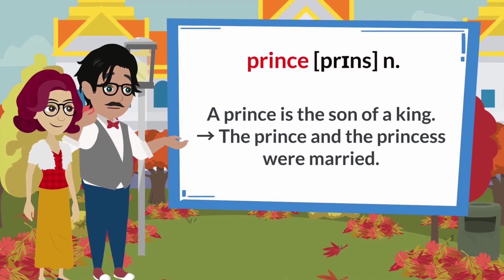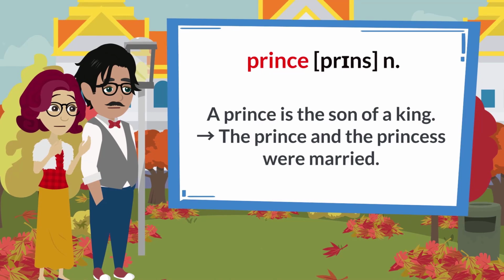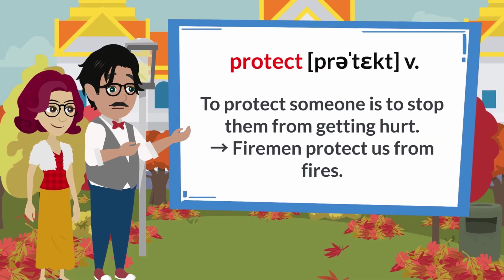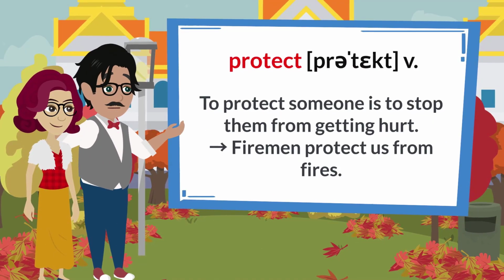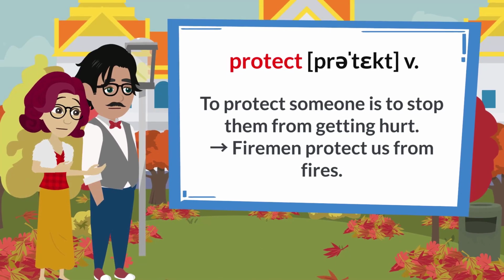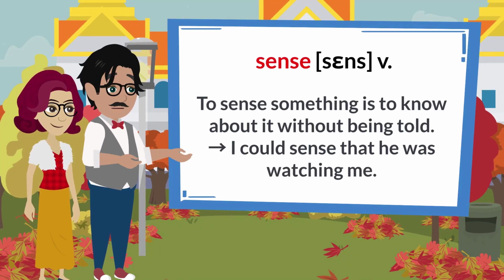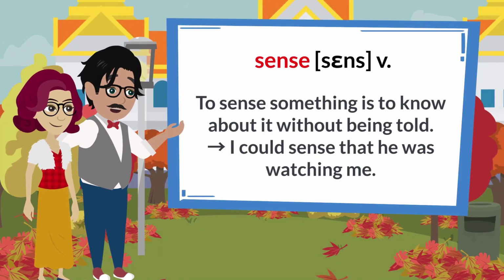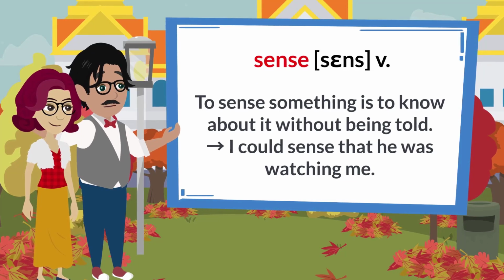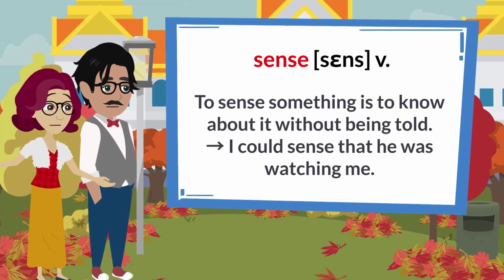Prince. A prince is the son of a king. The prince and the princess were married. Protect. To protect someone is to stop them from getting hurt. Firemen protect us from fires. Sense. To sense something is to know about it without being told. I could sense that he was watching me.